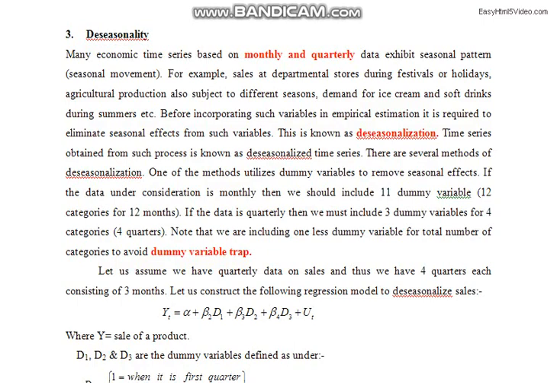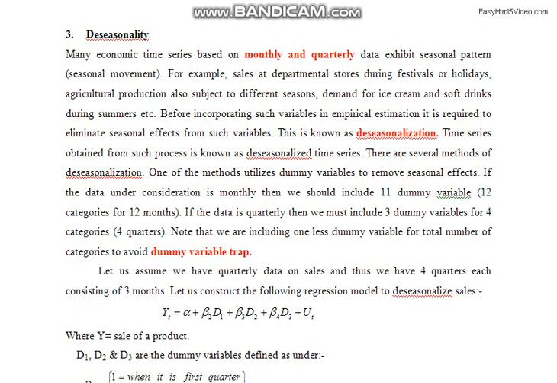Most of the economic time series based on monthly and quarterly data exhibit a seasonal pattern, that is, there will be seasonal movement. For example, sales at a departmental store during festival holidays, agriculture production, which also has various seasons, and demand for ice cream and soft drinks during summers. So there will be seasonal variations. During summers there will be more demand for ice cream and soft drinks, and during winters there will be less demand for ice cream and soft drinks.